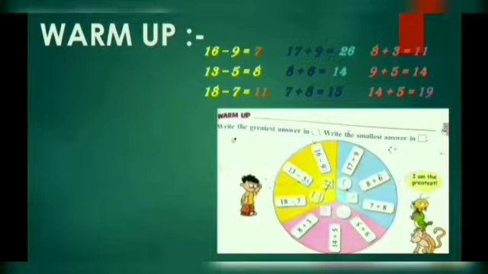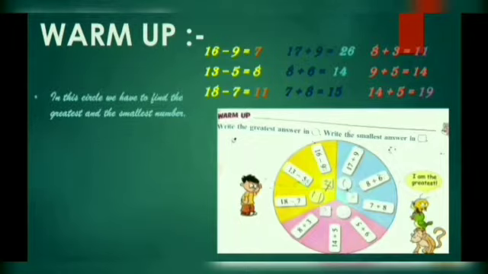Okay, so my dear children, now in this warm-up exercise, you can see a circle. This circle is divided into 3 parts. The first part is yellow, the second part is blue, and the third part is pink. It says: write the greatest answer in the circle, write the smallest answer in the square. So in this circle we have to find the greatest and the smallest number. We will subtract in the yellow part and then find the answer.